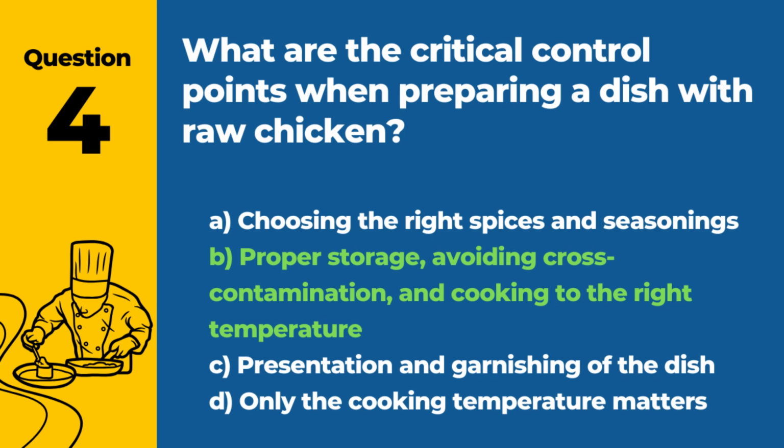Answer: B. Proper storage, avoiding cross-contamination, and cooking to the right temperature. Critical control points when preparing a dish with raw chicken include proper storage, keeping it at safe temperatures, preventing cross-contamination with other foods, and cooking it to the correct internal temperature to eliminate harmful pathogens.